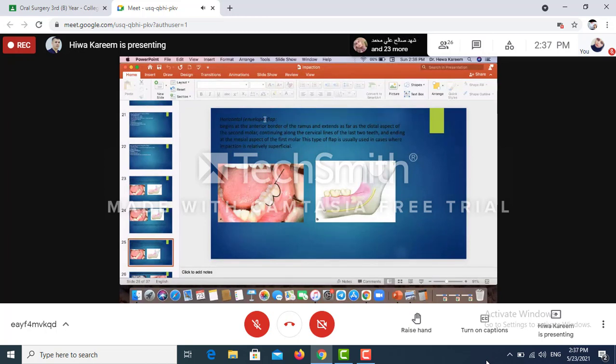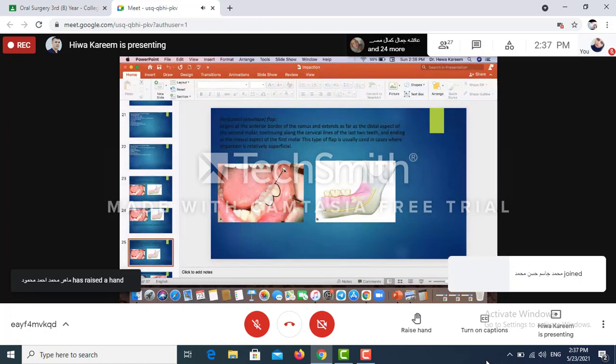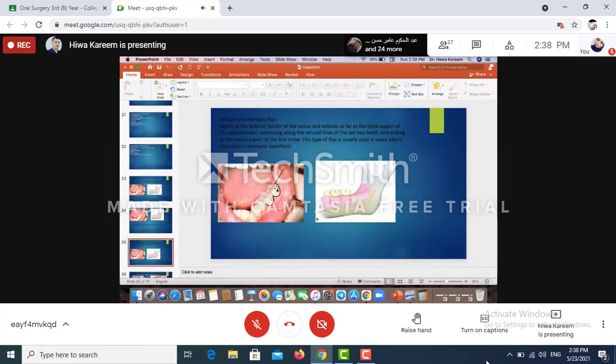The other type of flap is the envelope or horizontal flap, like this. The incision begins at the anterior border of the ramus and extends to the distal aspect of the second molar and continues along the cervical line to the last two teeth, the second and first molar, ending at the first molar. This type of flap is usually used when the impaction is relatively superficial.